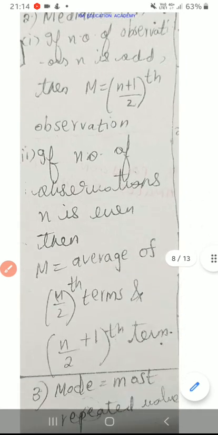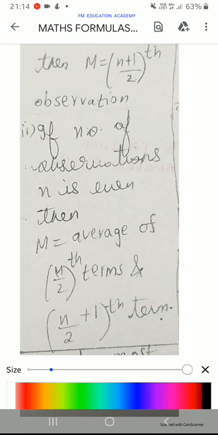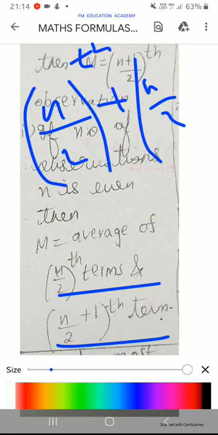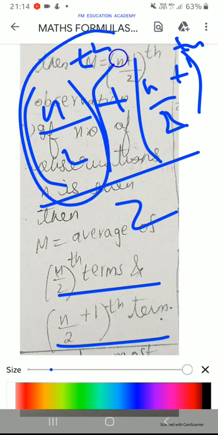Then what is the formula used? Median will be equal to the average of the n by 2th term and the n by 2 plus 1th term. Average means the formula will be n by 2th term plus n by 2 plus 1th term, whole divided by 2. This is the value of median for even observations. You have to find the n by 2th value from the data given, after arranging in ascending order.